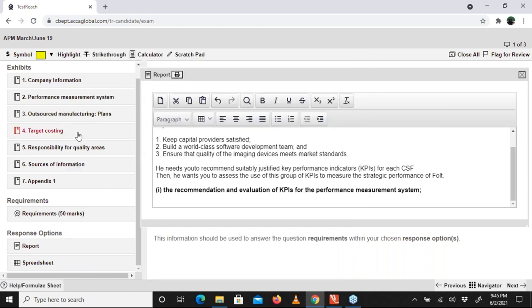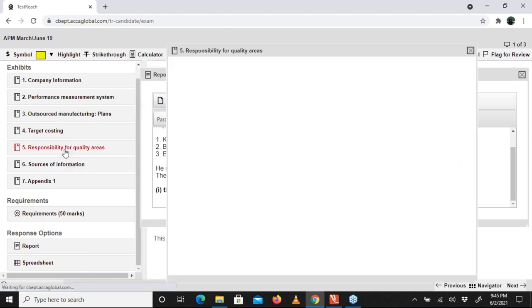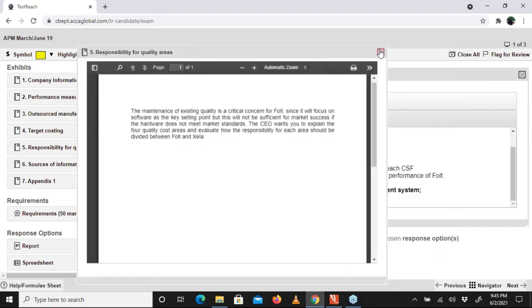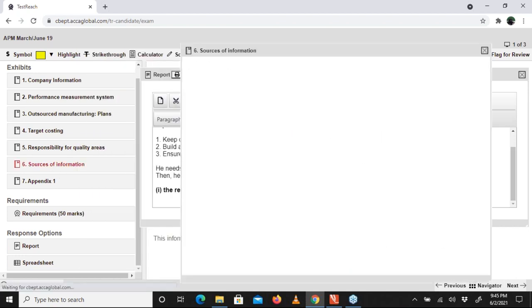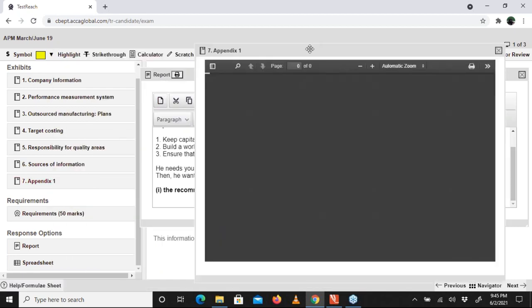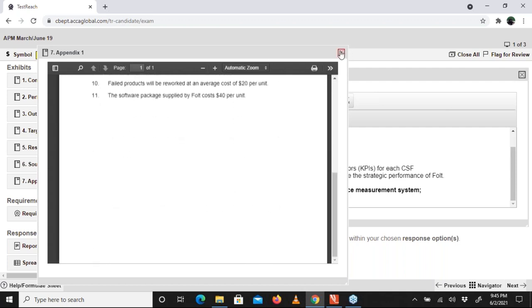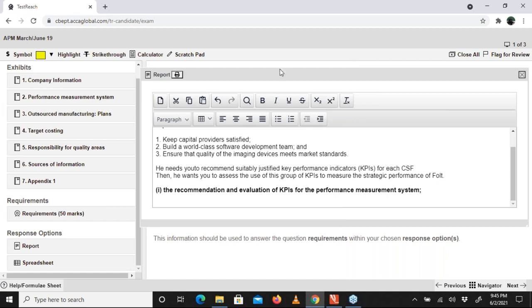This is for Zela manufacturing. This is for target costing. This is for quality. Okay, this is for sources of information. And then there is this appendix. So apparently nothing is relevant, no information is relevant with respect to this part A or the question's requirement number 1. Now we are going to answer the question's requirement.